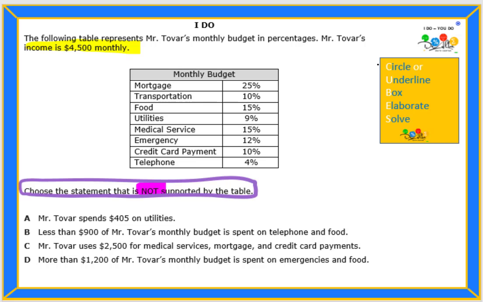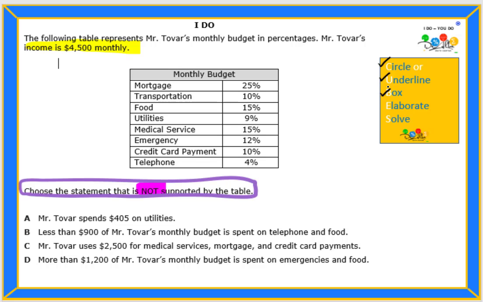So in our cube strategy, we have circled or highlighted our important information. We boxed in our question, and now we are going to elaborate by using the information in the table to help us find percentages. When we are trying to turn numbers into percentages or percentages into a regular amount, we use percent proportions. So for each statement, we are probably going to have to make a percent proportion.